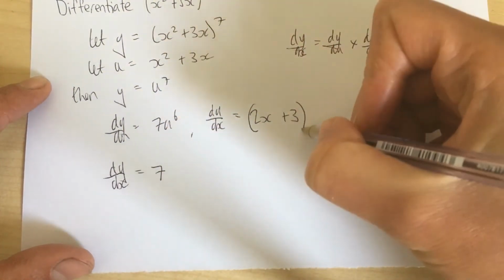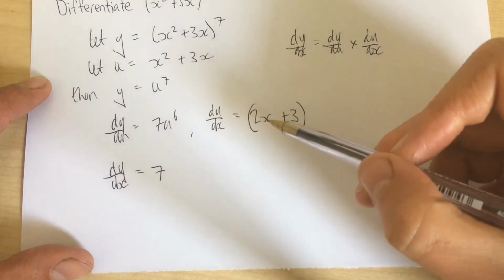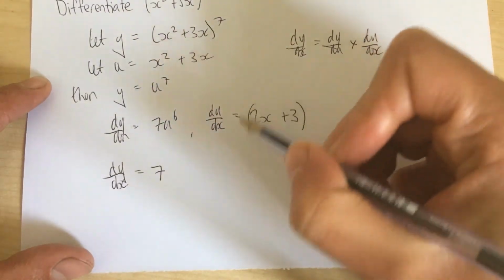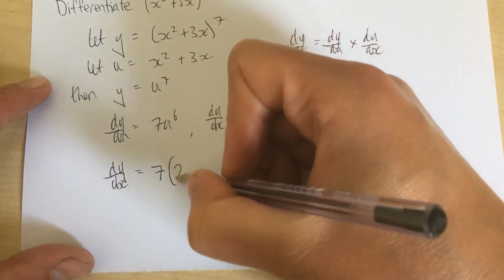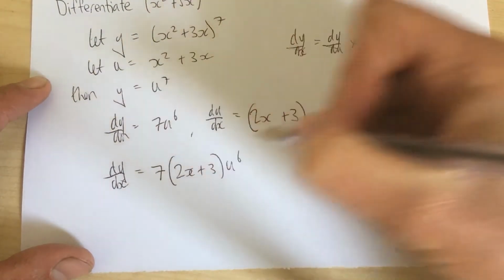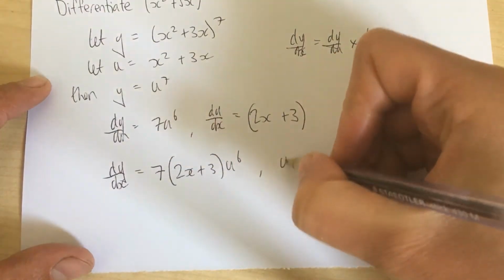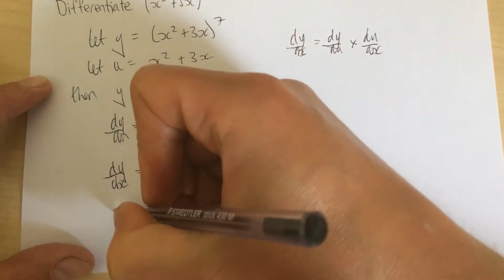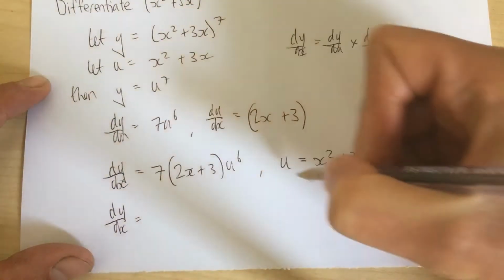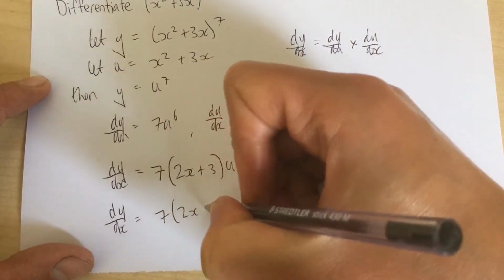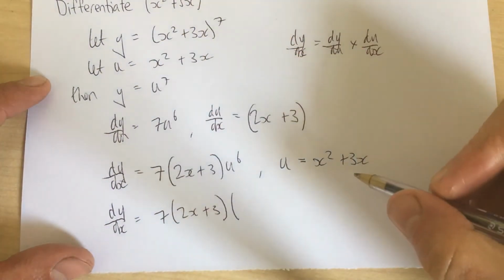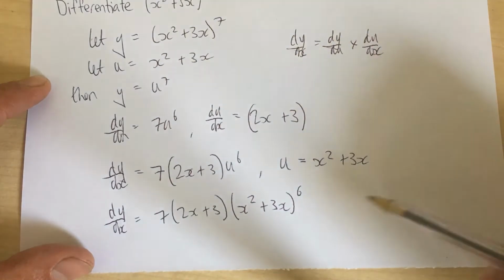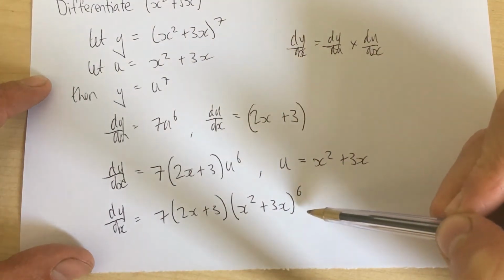Now it's important that I write this one in brackets so I don't make a mistake when I'm multiplying, because it's this whole term here which is equal to this whole term here. So I'm going to do 7(2x + 3)u^6, and then of course I'm going to substitute in u = x^2 + 3x, and that's going to give me dy/dx = 7(2x + 3)(x^2 + 3x)^6. I'm going to leave this in its factorized form.